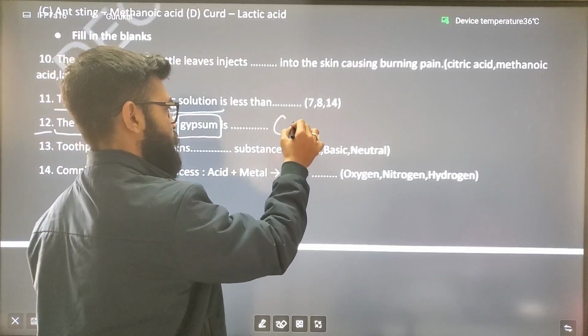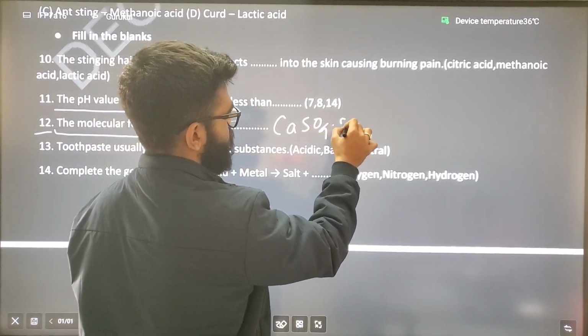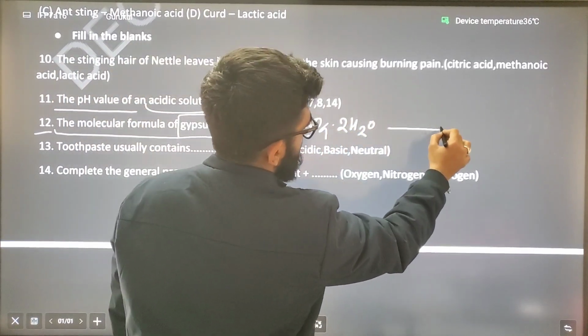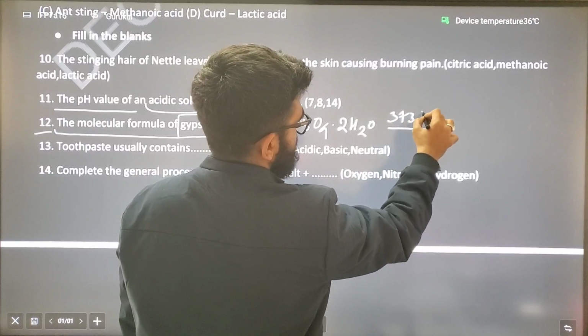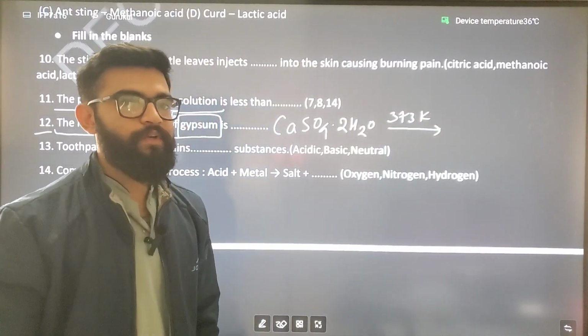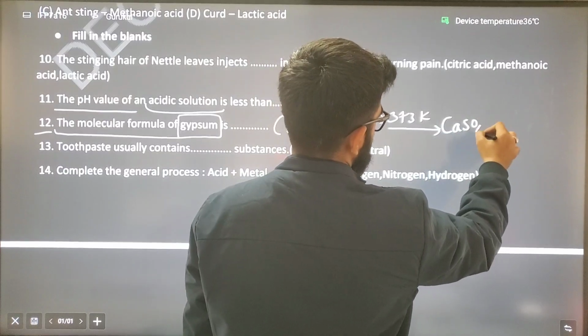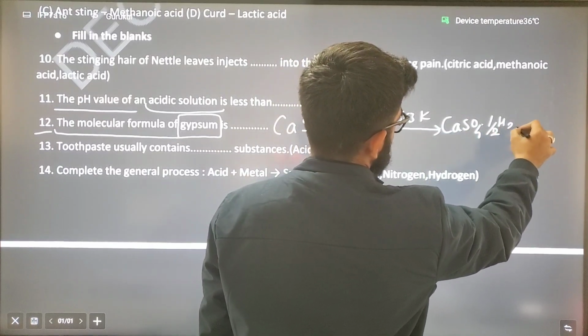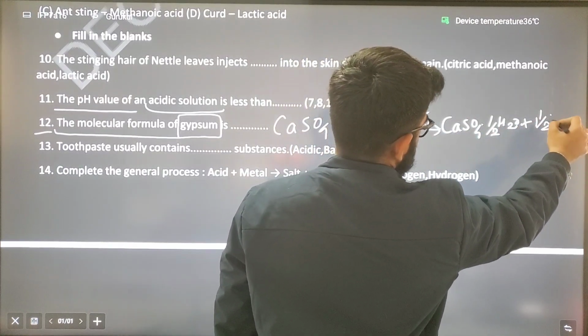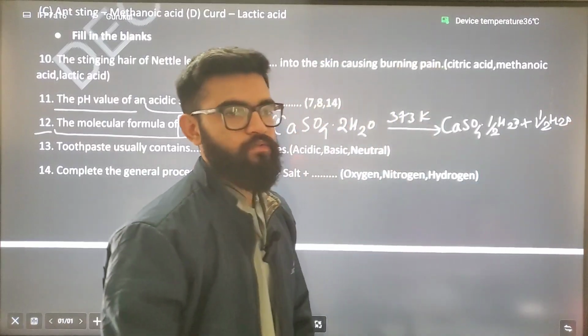Okay, very good. Calcium sulfate, CaSO4 into 2H2O. As you heat the gypsum to a temperature of 373 Kelvin, what will we get? We'll get POP: CaSO4 into 1/2 H2O plus 1.5 H2O.